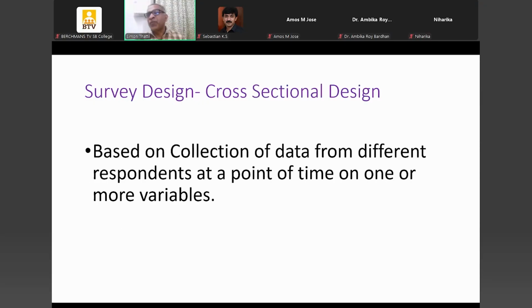Now we have a survey design, and this is a very common thing that we have, which is called cross-sectional design. So this is based on collection of data from different respondents at a point of time on one or more variables. Generally, it is on more variables. Now, that's what we all normally do. In many of our researches, we collect data from different respondents, classifying our respondents, maybe based on income, based on gender, based on domicile, urban, rural, or based on those who are in different professions. So you have different cases there. And you collect data from all these people at the same point of time.